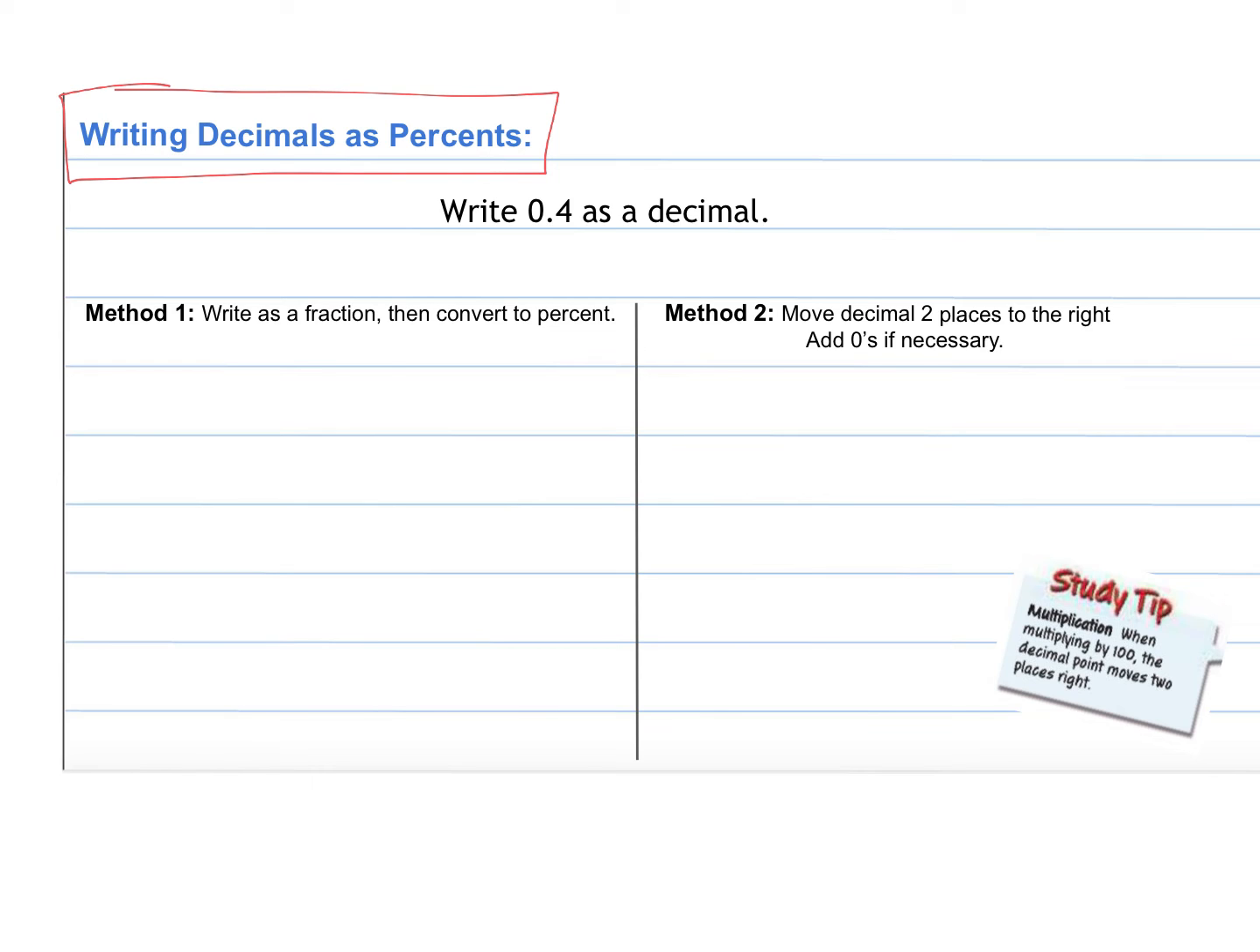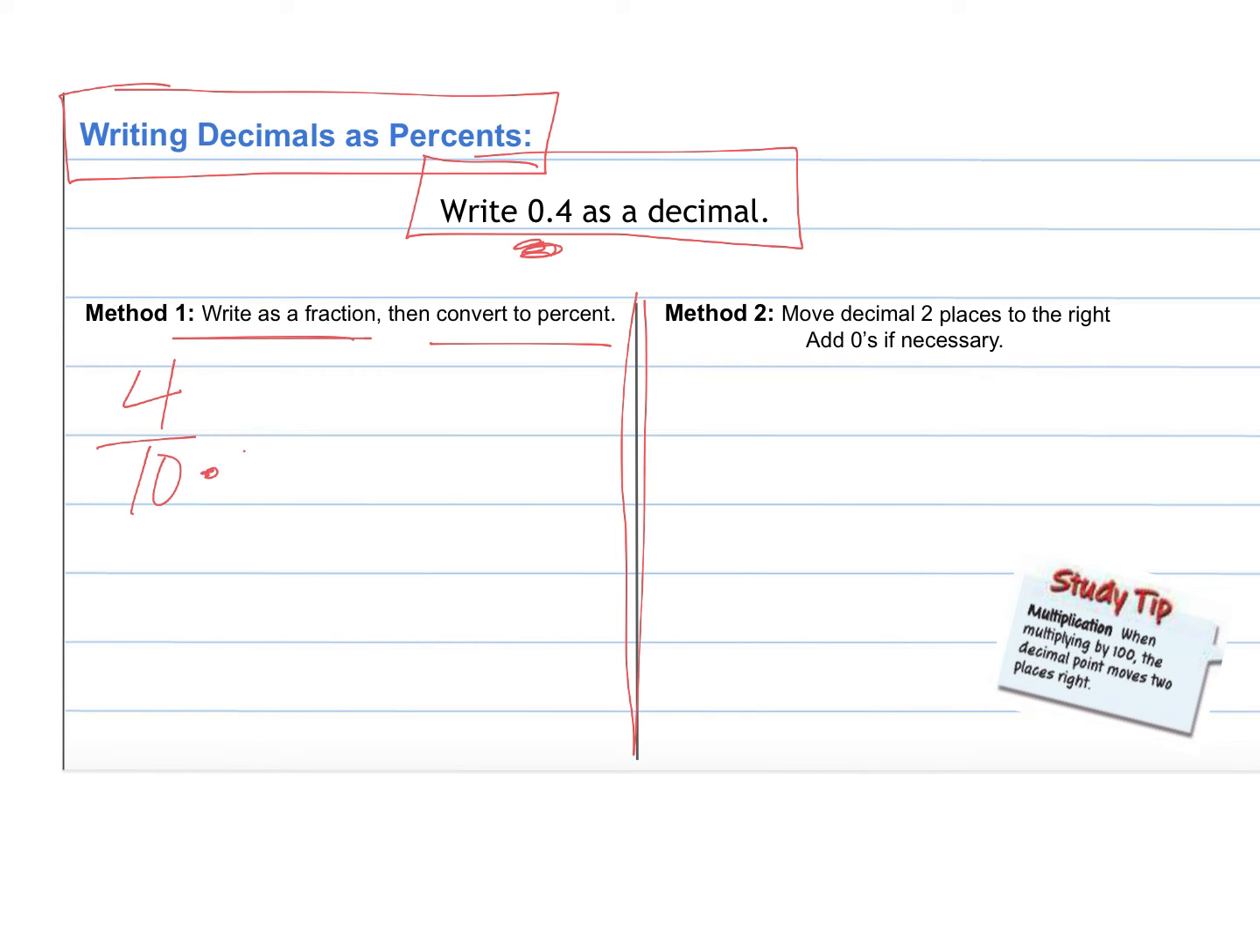When we want to write a decimal as a percent, you label this in your notebook now so you know that we're changing from decimals to percents. Write 0.4 as a decimal, draw your lines so you can have an example of both methods. We're doing the opposite. So 0.4 as a decimal, so 4/10, we're going to write it as a fraction. 4/10, that's the same as 0.4. And then to convert it to a percent, we need to get 100 on the bottom. So it'd be 40 hundredths, which is 40%.